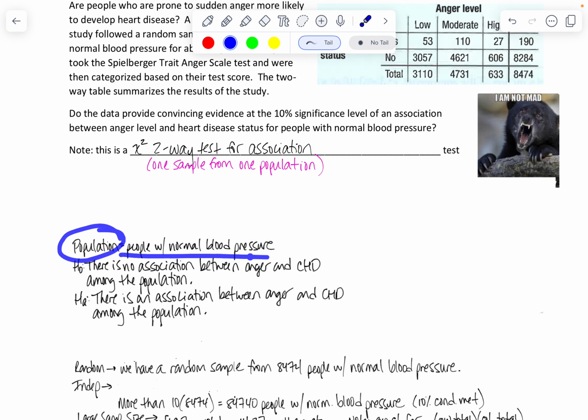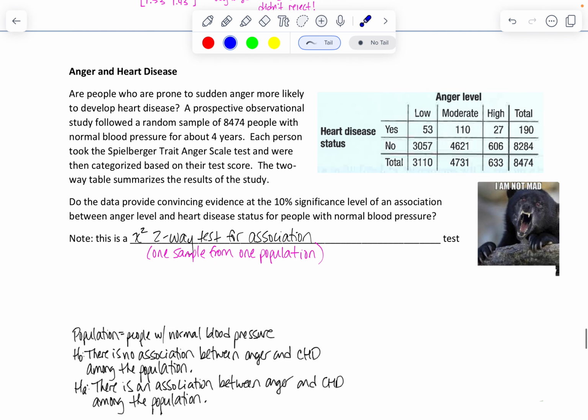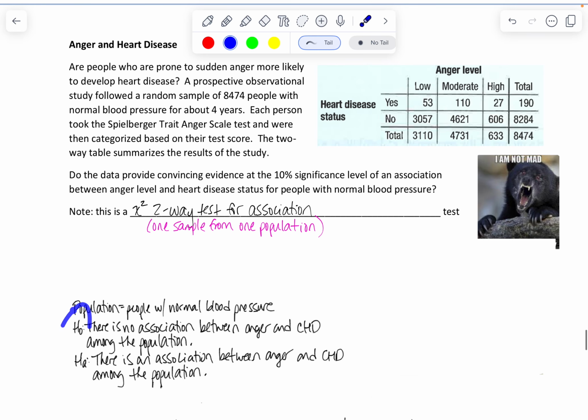Anyways, population, people with normal blood pressure. That is exactly in the wording of the question where our sample came from. Okay, people with normal blood pressure. The H0 and the Ha, just like we did in the previous example, we assume no association. We wonder if there is an association between how angry you are and whether or not you develop coronary heart disease. Remember that the H0 always has an equal sign, no difference, no association, no correlation, no relationship. That's what we're writing for the H0 in words. The alternate is copy paste. There is an association. Okay, and make sure you're using words from the problem, anger, coronary heart disease, okay?